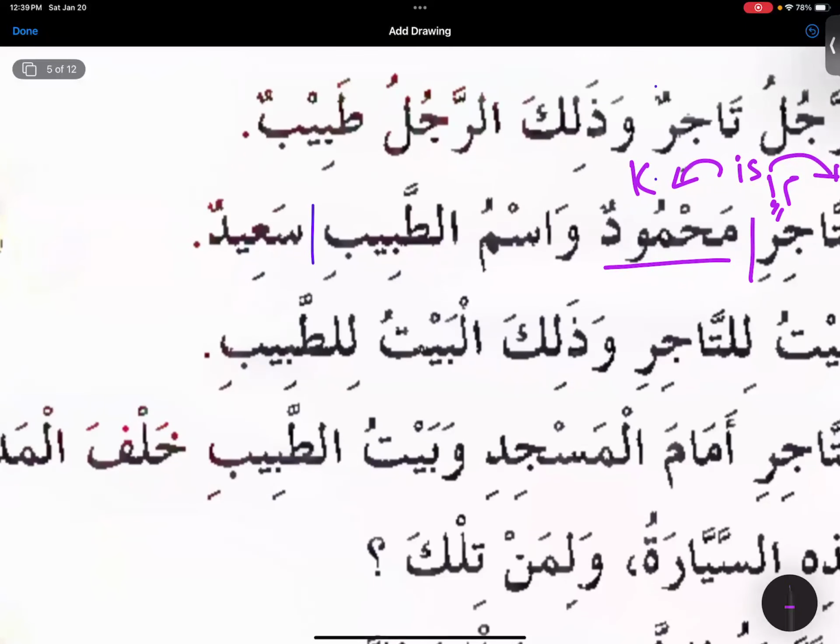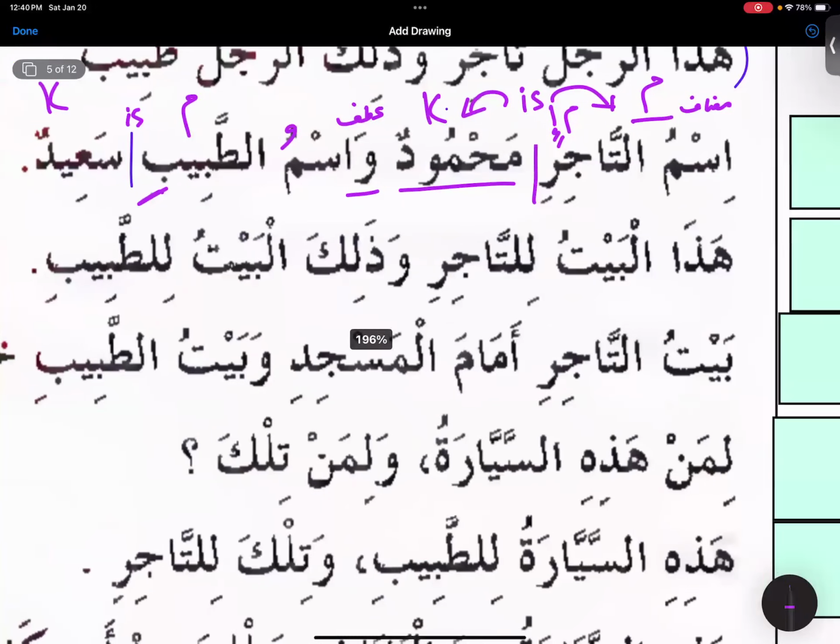Then we say Ismu Tabibi Sayyidun. Wasmu, right? Again, Wow is ataf. Harfu ataf, connector, and idafa fragment. Ismu Tabibi, again idafa fragment. Again, break in the chain. My is goes there. This is my muqtada, this is my khabar. Sayyidun is khabar. So the name of the doctor is Sayyid.